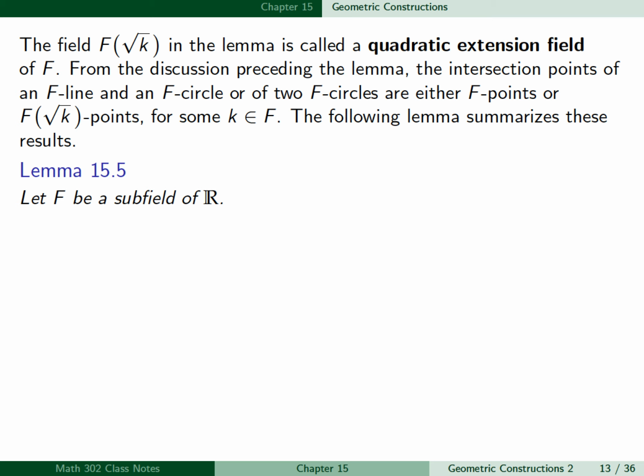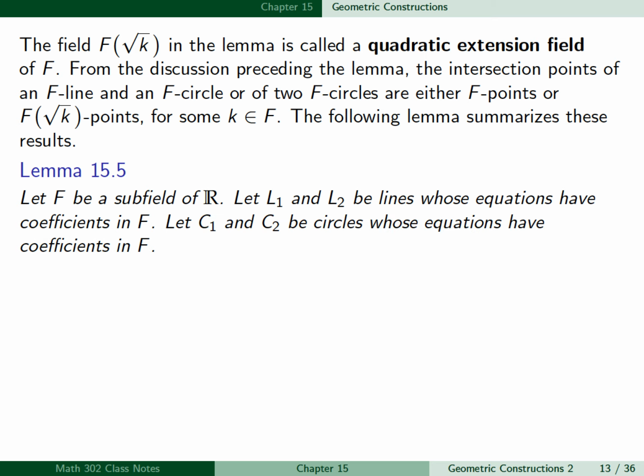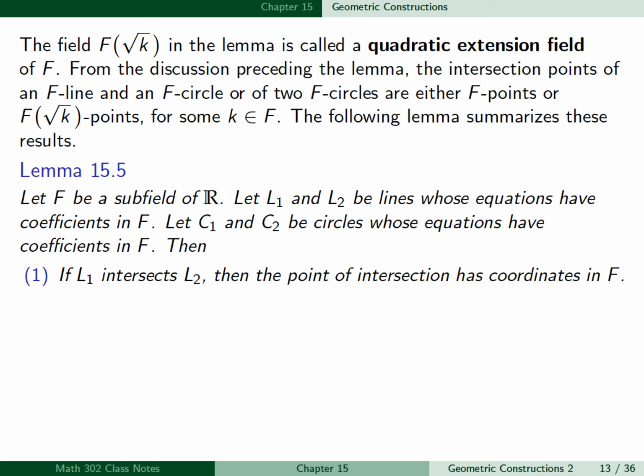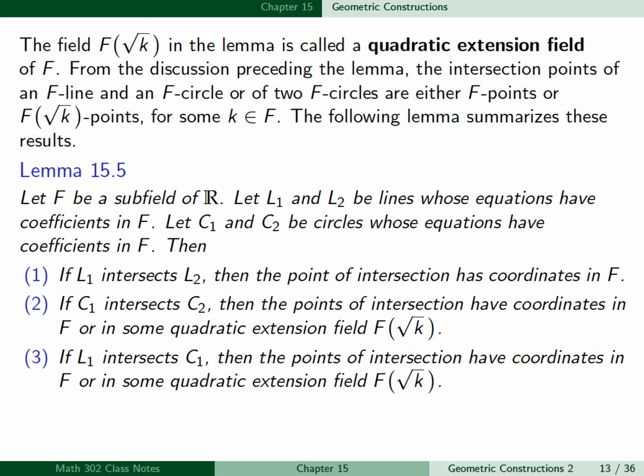Let F be a subfield of R, and let L1 and L2 be lines whose equations have coefficients in F, so these are F lines, and let C1 and C2 be circles whose equations have coefficients in F, and so these are F circles. So then, first, if L1 intersects L2, then the point of intersection has coordinates in F. Second, if C1 intersects C2, then the points of intersection have coordinates in F, or in some quadratic extension field, F(√k). Third, if L1 intersects C1, then the points of intersection have coordinates in F, or in some quadratic extension field, F(√k).